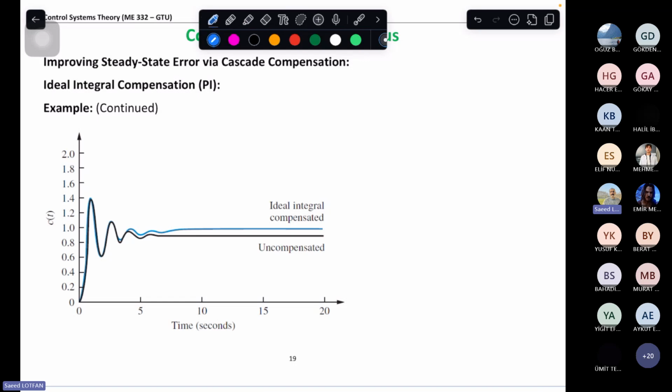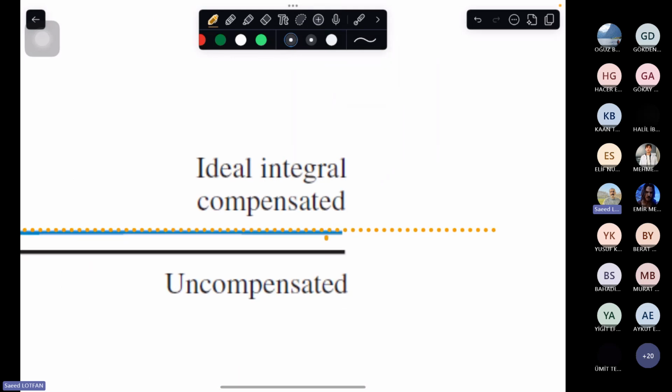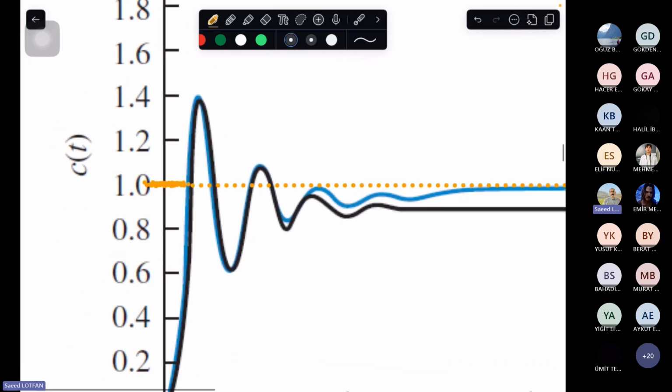So if I see the system, ideal integral compensated, steady state error is going to 0. Why? Because if you plot this line from 1, because you have the input here, okay, 1, you see that what has happened in the steady state is like you had the old steady state error like here. Now it is 0. It is completely gone. And if you check the transient response, you see that it is not that much affected.